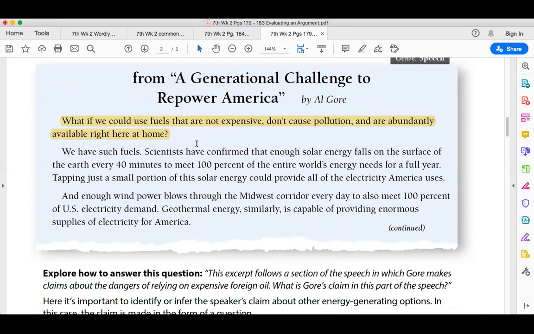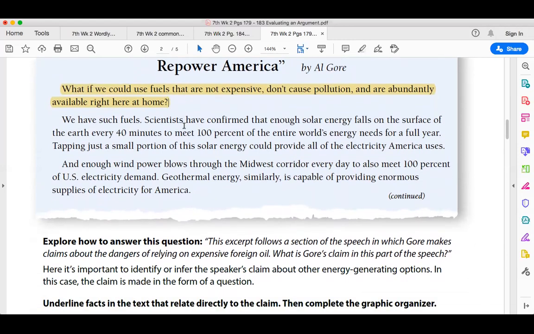All right? Then I have to go through and start looking at the evidence. So I'm going to go back and underline facts that prove this. Each paragraph should have a fact. The first sentence is the claim, and if I look at the title, the first thing that really gives me a claim is this sentence right here. I'm going to underline it, and I hit the T, and that's underlining. Tapping just a small portion of this solar energy could provide all of the electricity America uses.